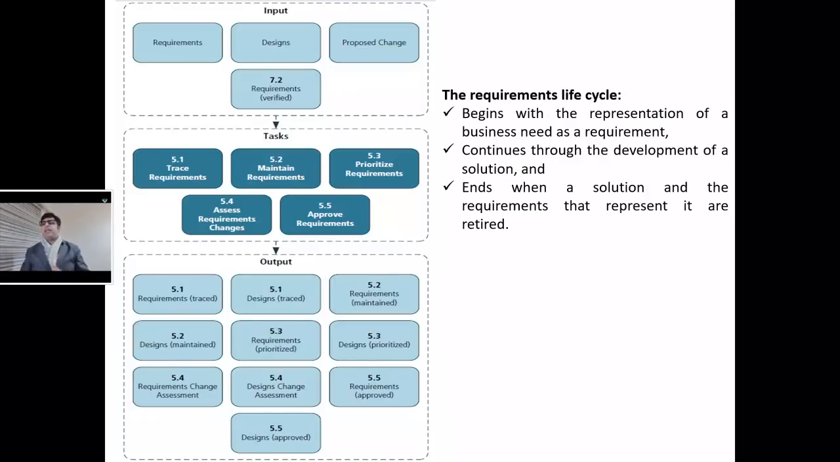Again, in this area, the business analyst needs to do five tasks. Number one is called trace requirements. Very much important. What it says: the purpose of tracing requirements is to ensure that requirements and designs at different levels are aligned with one another, and to manage the effect of change on one level to the related requirements.